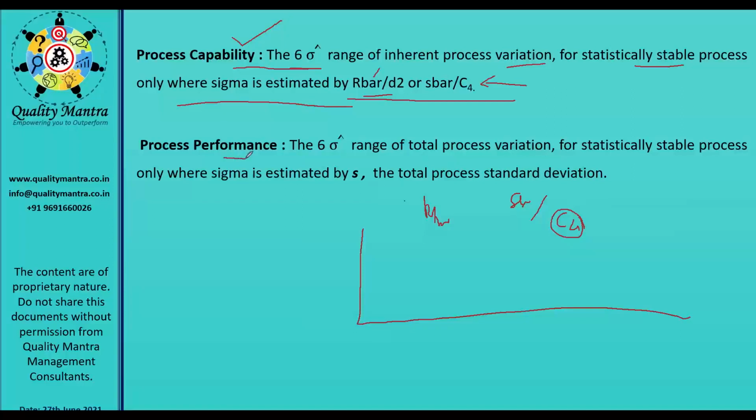And when you are going to calculate for the process performance, the 6 sigma range of total process variation, it is a total process variation, and the sigma is estimated by S, the total process standard deviation. That is the difference. The difference between CP, CPK and PP, PPK is only the standard deviation which you are going to use.